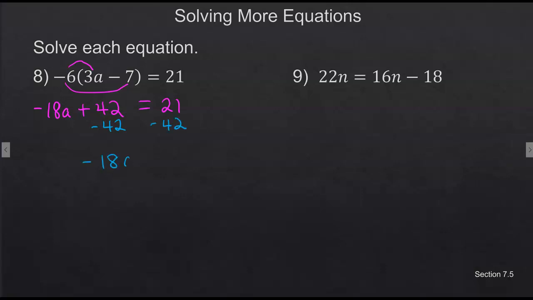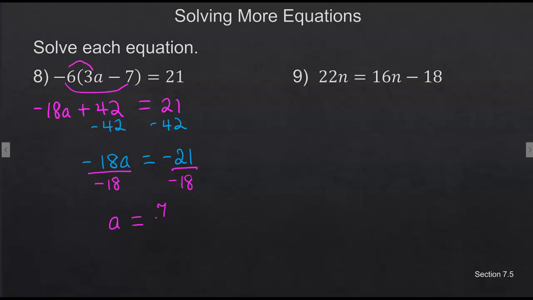Negative 18a equals negative 21. Be careful with your signs and make sure that you keep the negative there when it needs to be. To solve, we divide by negative 18 on both sides of the equation. Now that simplifies. Both of those are divisible by 3. They're both negative, so that makes a positive.